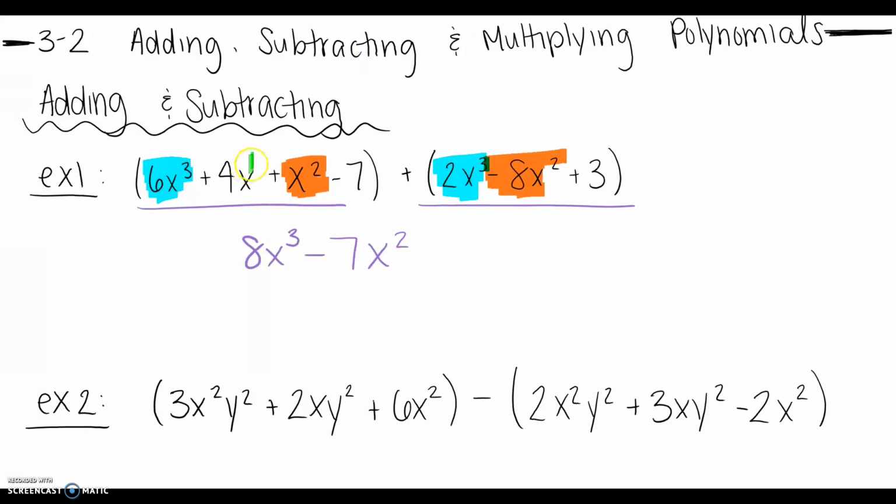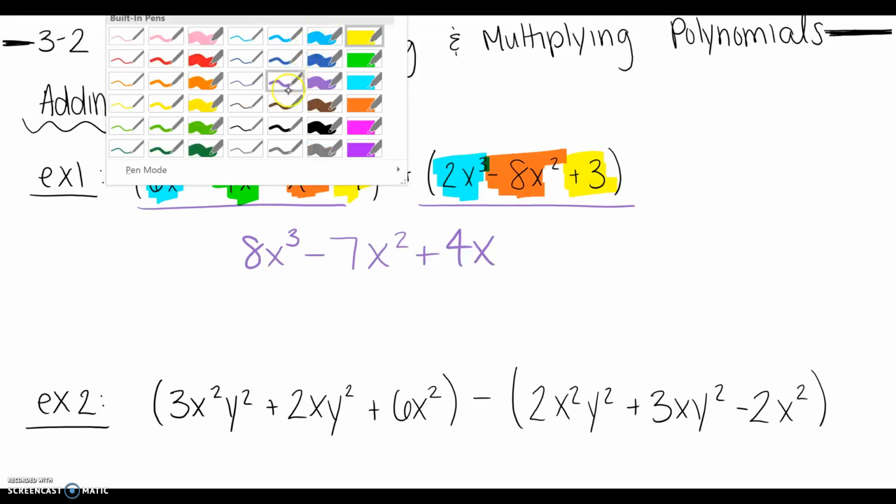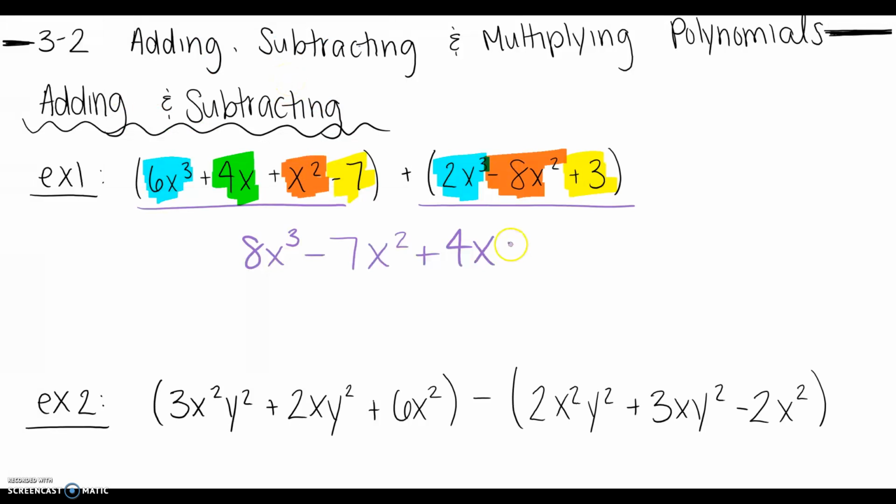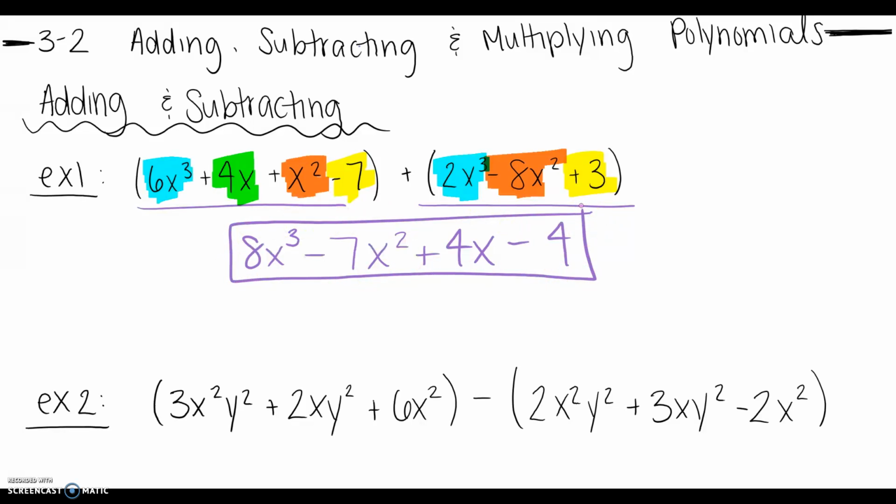Then I've got 4x, and there's no other single degree polynomial terms, so we just got 4x. And then finally we can do negative 7 plus 3, and we get negative 4. And so that is our final answer, 8x cubed minus 7x squared plus 4x minus 4.